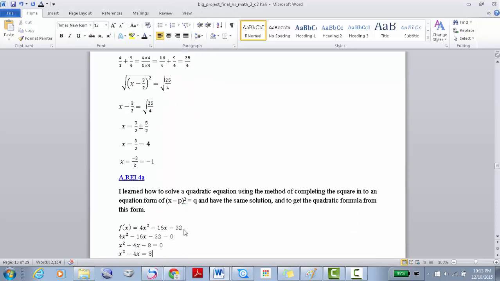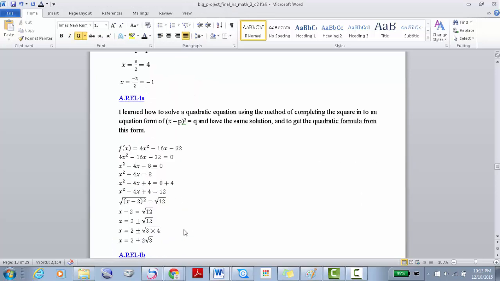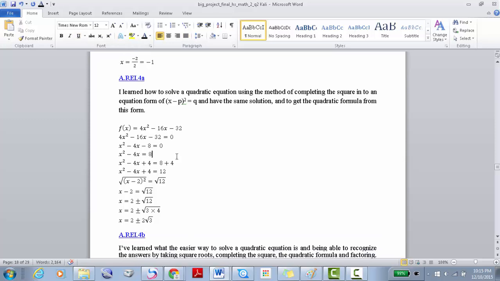The next standard is ARE 4A. I learned how to solve a quadratic equation using the method of completing the square into an equation of the form x minus p to the power of 2 equals q, and to have the same solution as the quadratic formula. The function is f of x equals 4x squared minus 16x minus 32.